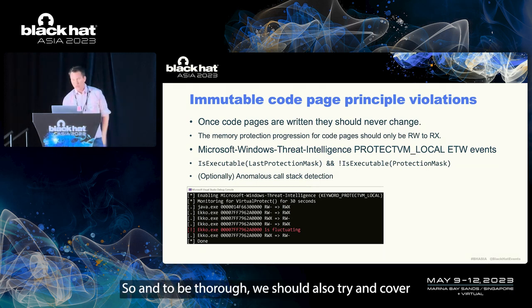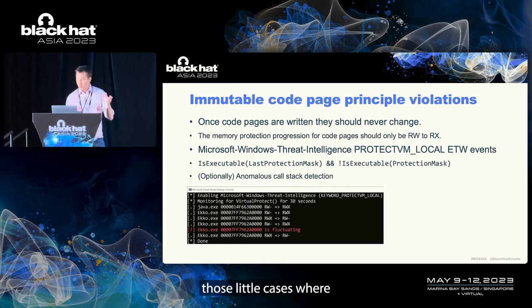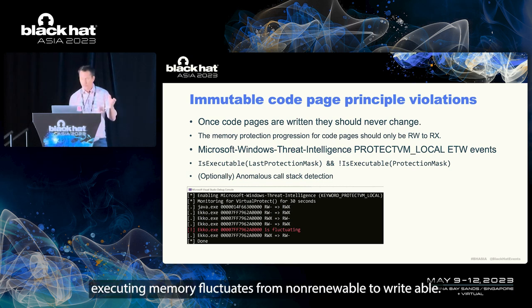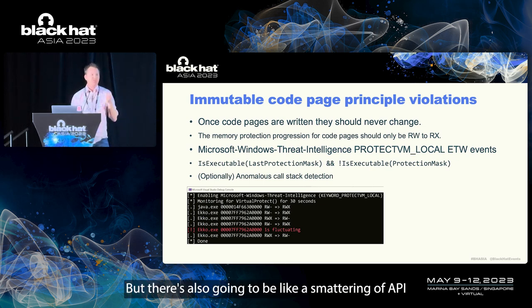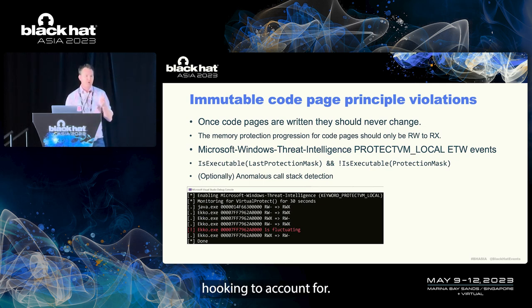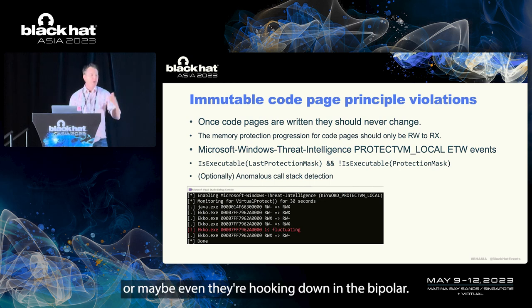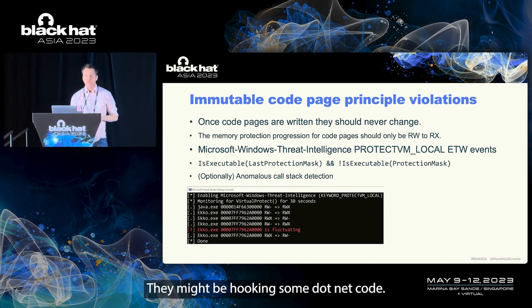To be thorough, we should also try and cover those little cases where executable memory fluctuates from non-writable to writable. But there's also going to be a smattering of API hooking to account for. Somebody might hook either legitimate DLL code, or maybe even they're hooking down in the bytecode layer. They might be hooking some .NET code. So we're going to have to account for those.